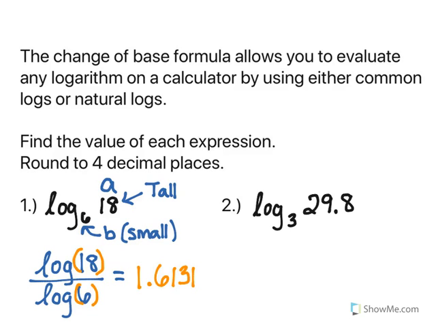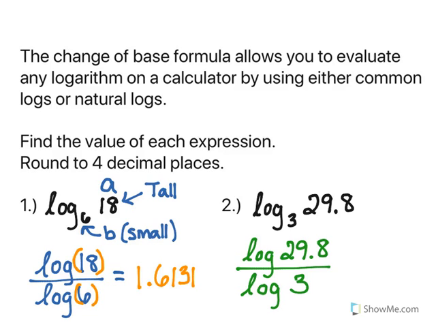Okay, so now take a minute, copy down number 2, write down your change of base formula and type it into a calculator. Okay, so the change of base says you do log of the tall number, or the inside number, the a value, 29.8, divided by log of b, log of the base value, or the small number, log of 3. Okay, and then you just type that into a calculator. Again, be careful with parentheses. There's parentheses around the 29.8 and parentheses around the 3 on the calculator. This will come out to 3.0898.